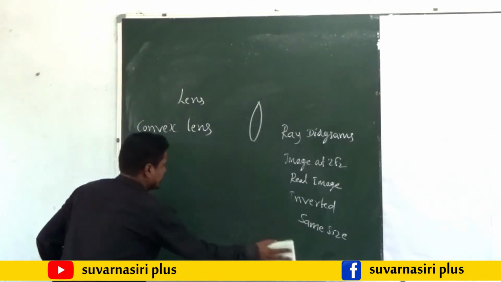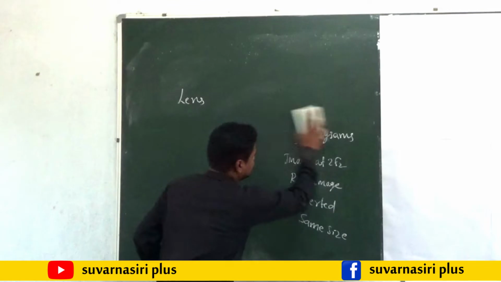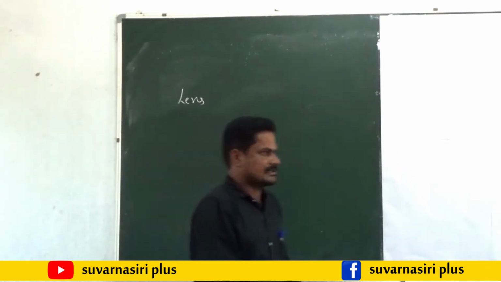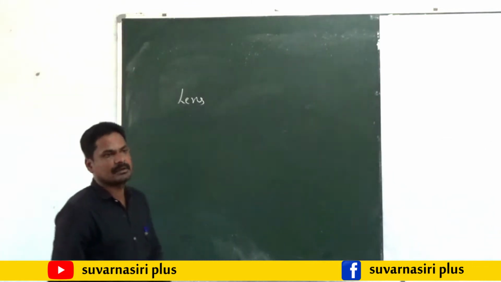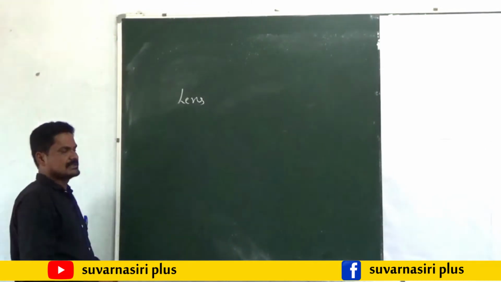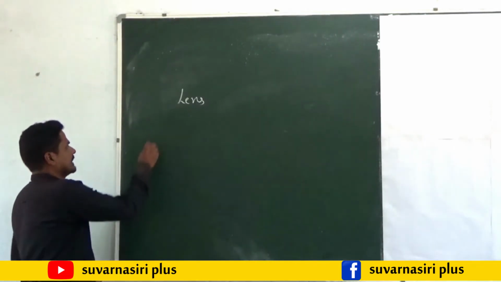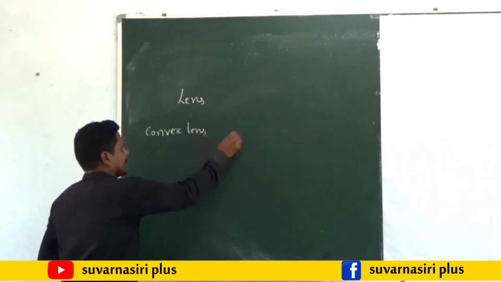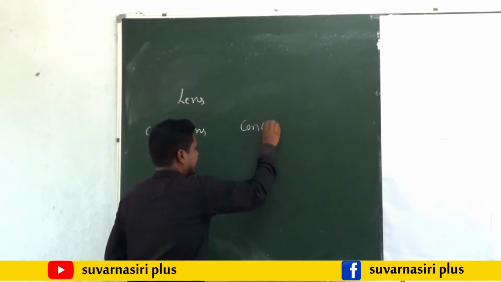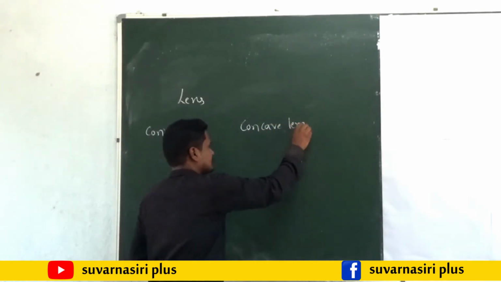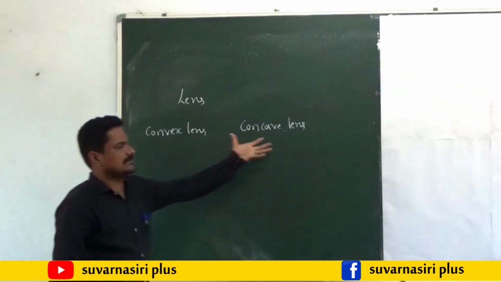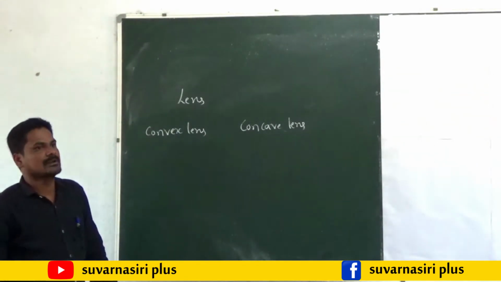It is also one of the main things: the differences between the convex lens and the concave lens. Okay, just we have to see. So here convex lens and next concave lens. So what is the difference between convex and concave?